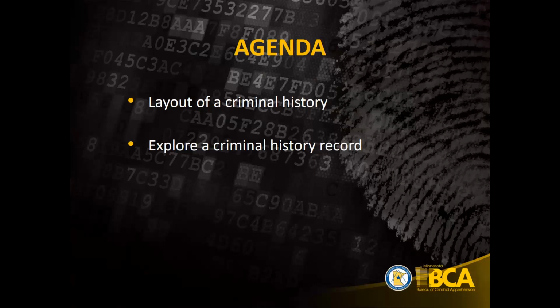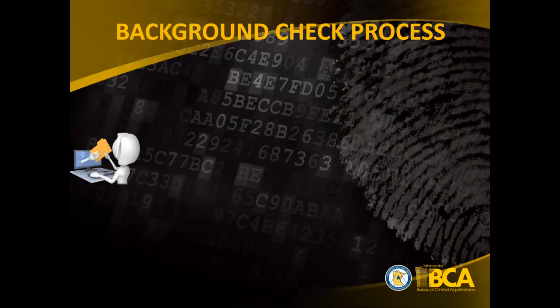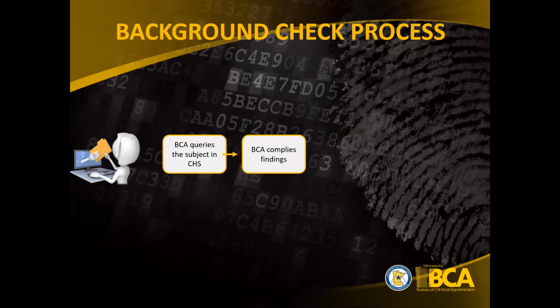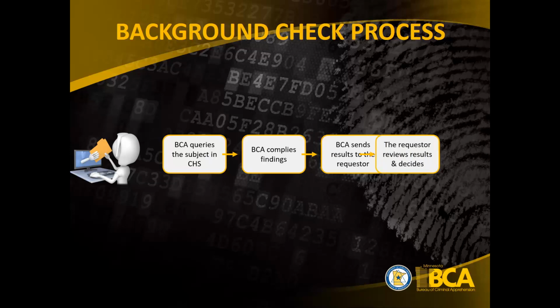Let's first review the process of requesting a background check. Once the BCA receives the required information to process a criminal history background check, they query the applicant in the criminal history system. If the applicant has a criminal history, the BCA compiles the findings and sends the results to the requester. The requester reviews the results and decides to deny or grant the privileges sought.